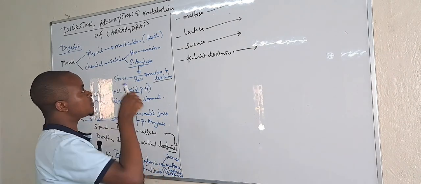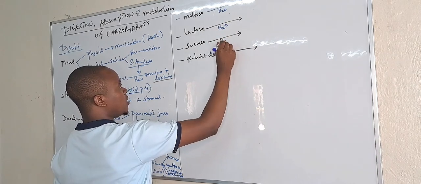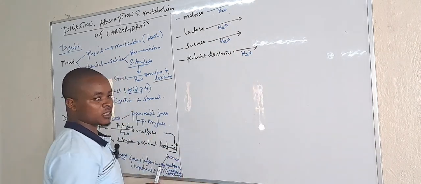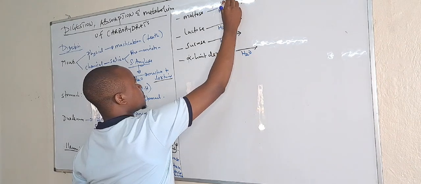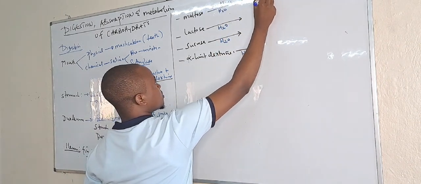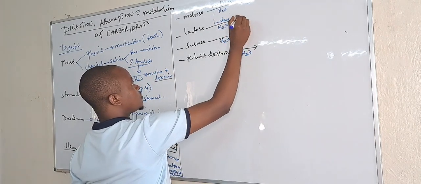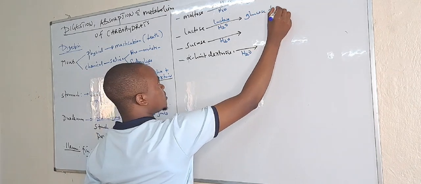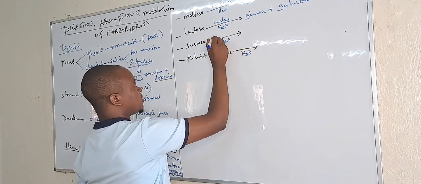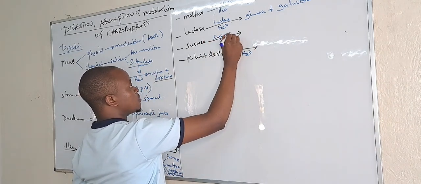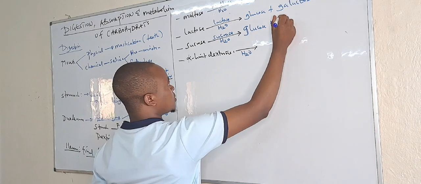And all of them are hydrolysis reactions, so there is presence of water in each. All of them occur in the presence of water, whereby the water breaks the alpha-1,4 glycosidic bond, whereby maltose is hydrolyzed by maltase to glucose plus glucose. Then lactose is hydrolyzed by lactase enzyme to glucose plus galactose. Then sucrose is catalyzed by sucrase to glucose plus fructose.